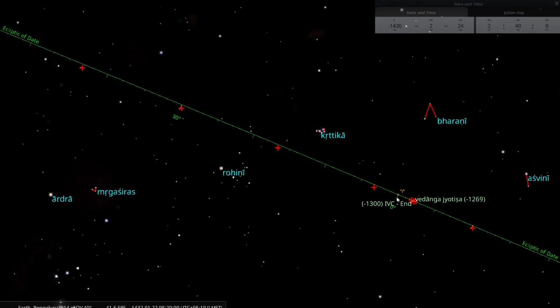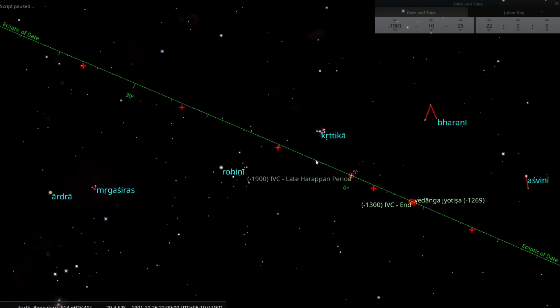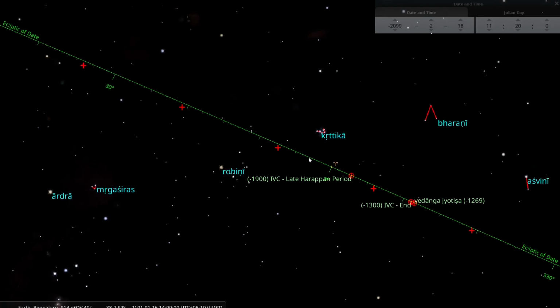I want to see when this comes to Kritika nakshatra. So let us wait. Now it's crossed over the Kritika nakshatra boundary, entered Kritika nakshatra, and I'm finding now that one more marker of Indus Valley civilization has happened. This is called the late Harappan period. That means from here onwards, the Indus Valley civilization started going into decline, and by 1300 BC it completely ended. This is what archaeologists say. But I am still waiting for Vasanta Vishuvat to reach Kritika nakshatra.